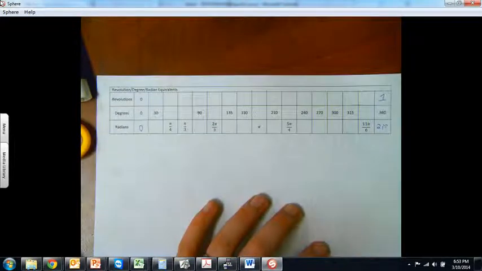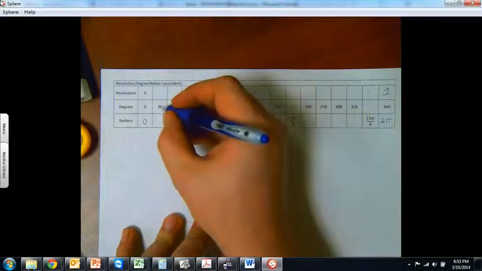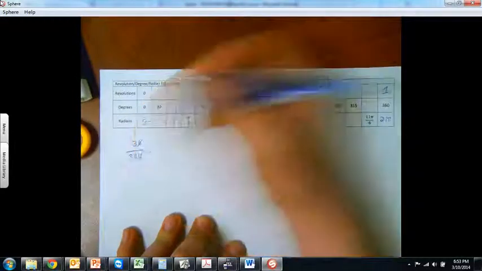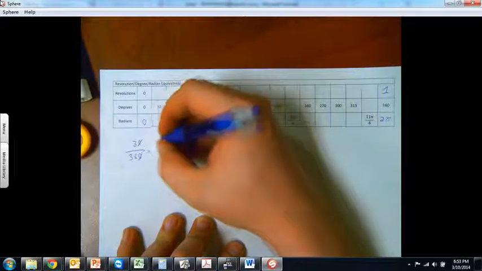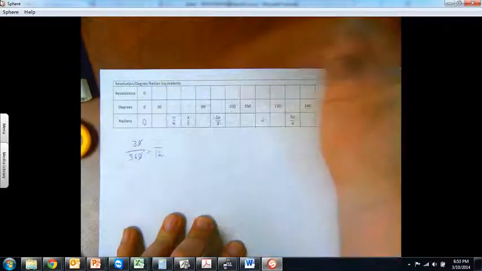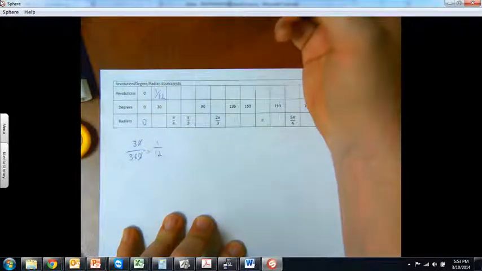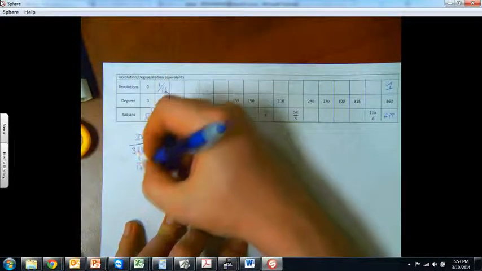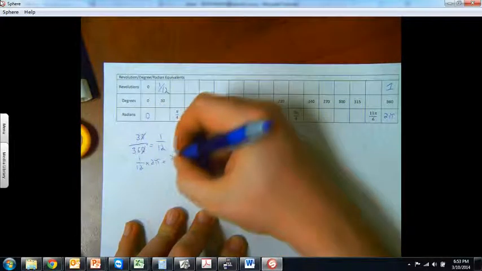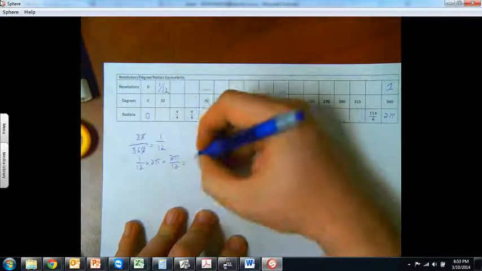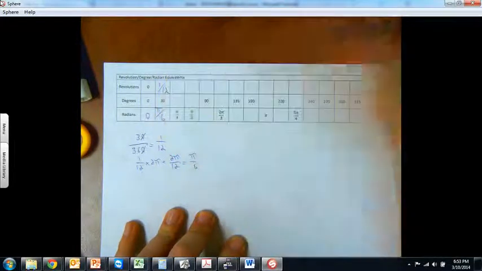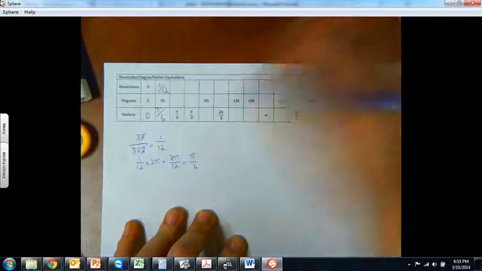So this first one, 30 degrees, turn it into radians. I take 30, put it over 360, reduce, I get 3 over 36, divide by 3, I get 1 over 12. 1 over 12 is my revolutions. I do 1 over 12 times 2 pi, and I get 2 pi over 12, which reduces to pi over 6. That's my radians. Pretty simple.